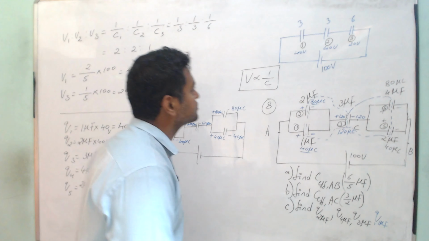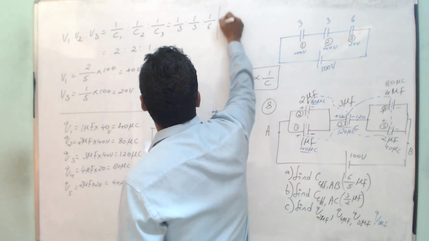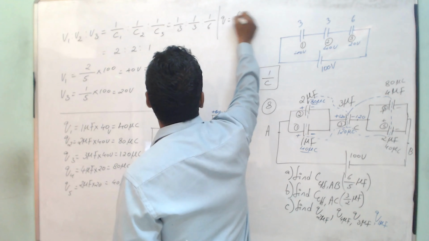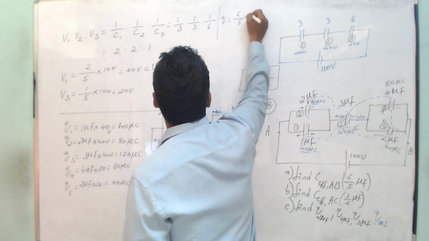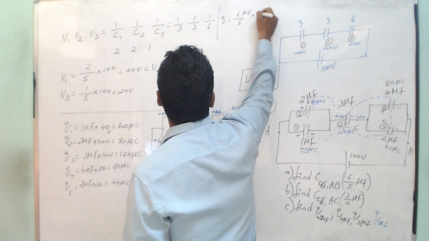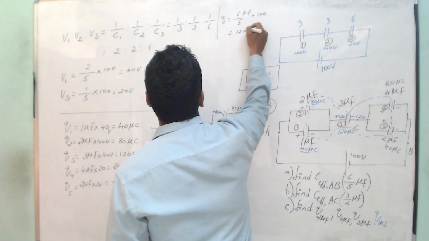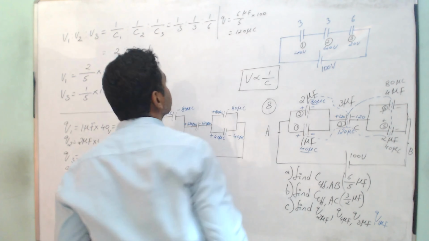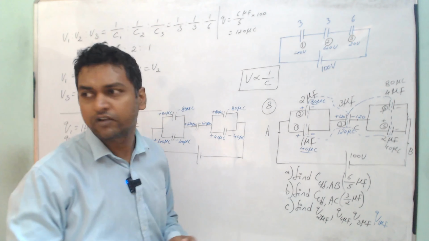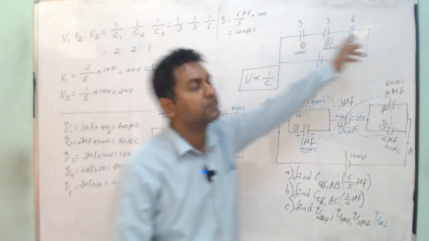So what is charge? Q is equal to CV. Yes, sir. Calculation mistake. Q is equal to CV. C is 6 by 5 microfarad into 100, which is 120. I wrote it as 80. 120, right? Yes, sir. So everybody has 120, 120, 120.